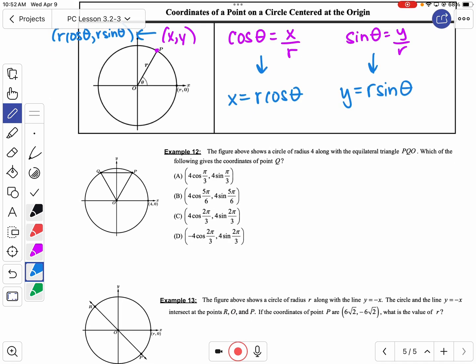It says the figure above shows the circle, it's actually beside it, with radius 4 along the equilateral triangle PQO. Which of the following gives the coordinates of point Q? So we want to eventually get the points over here. All right, so how would we approach that?